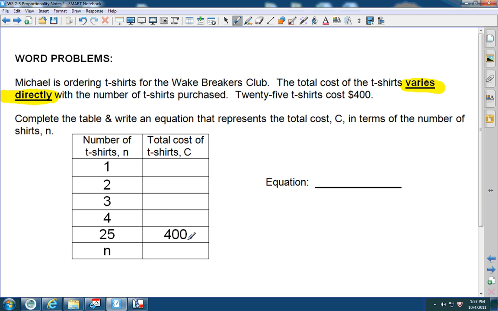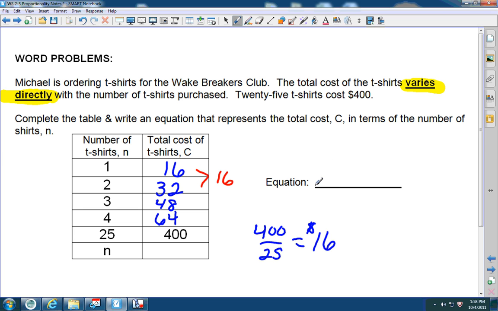We know that 25 shirts equals $400. Well, how much does one shirt cost? It's right here. So if I take 400 and divide it by 25, that's 16. So one shirt is 16, 2 shirts is 32, then we have 48 and 64. Well, what's happening each time, each shirt, I'm increasing by 16. It varies directly. My equation is y equals 16x, because all I have to do is take 16 times the number of shirts. See how the constant is 0? It's proportional.